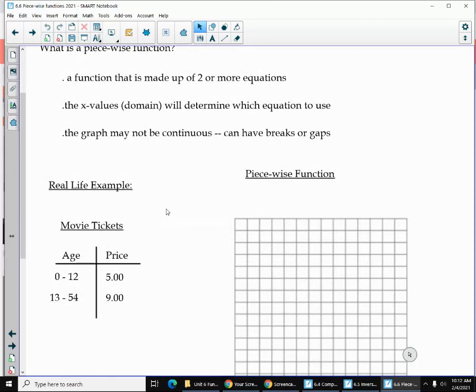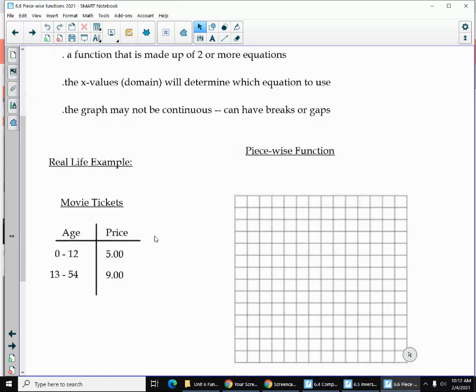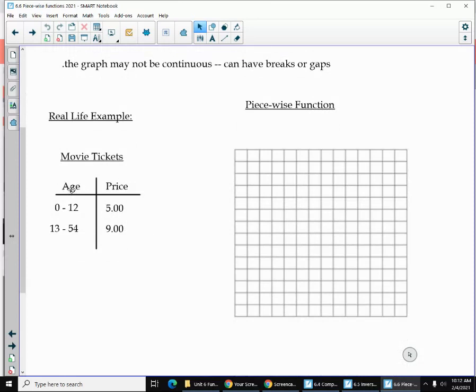If you go to a theater, the price depends on the age. Little kids sometimes go for free. For adults, usually it's full price. And many times for senior citizens, the price is also discounted. So here we have a table with age versus price.